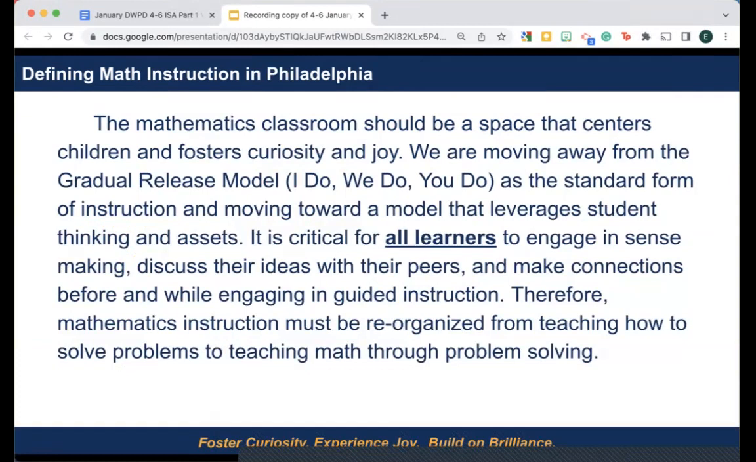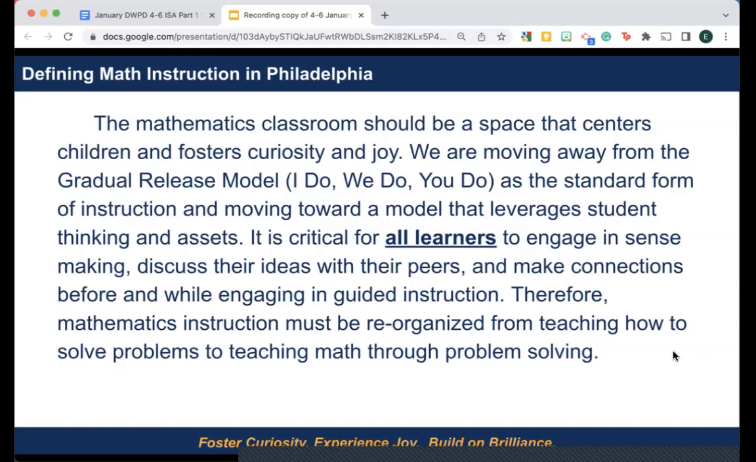We are moving away from the gradual release model, I do, we do, you do, as the standard form of instruction, and instead moving toward a model that leverages student thinking and assets. It is critical for all learners to engage in sense-making, discuss their ideas with their peers, and make connections before and while engaging in guided instruction. Therefore, mathematics instruction must be reorganized from teaching how to solve problems to teaching math through problem solving.